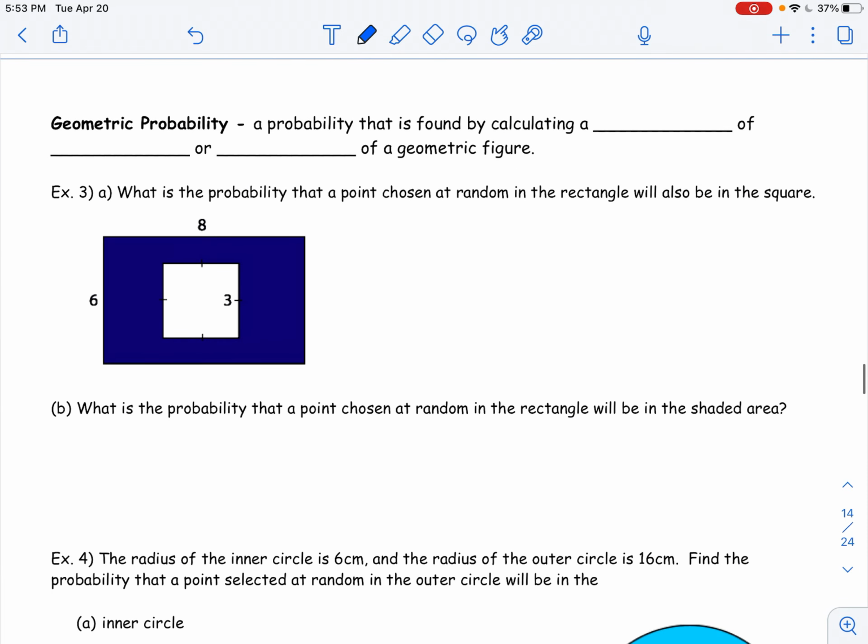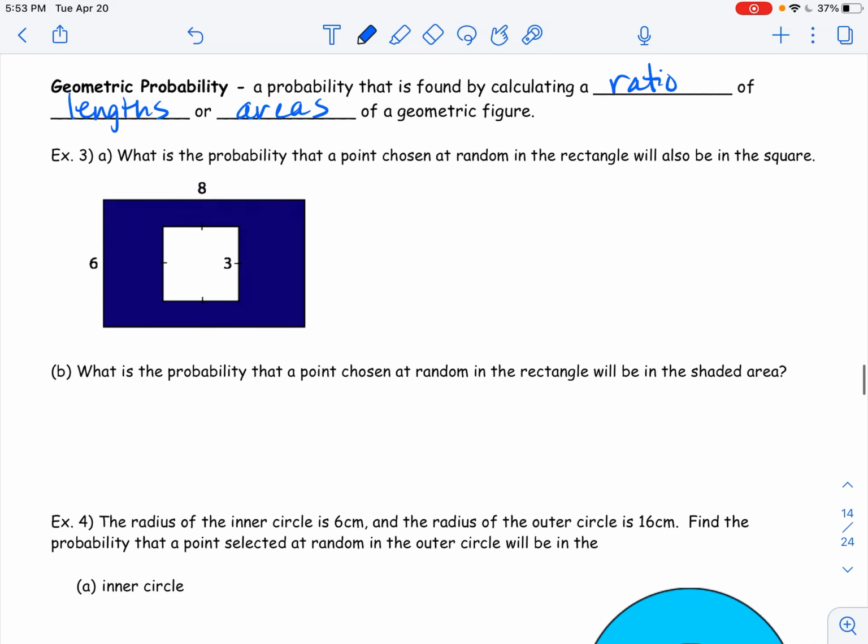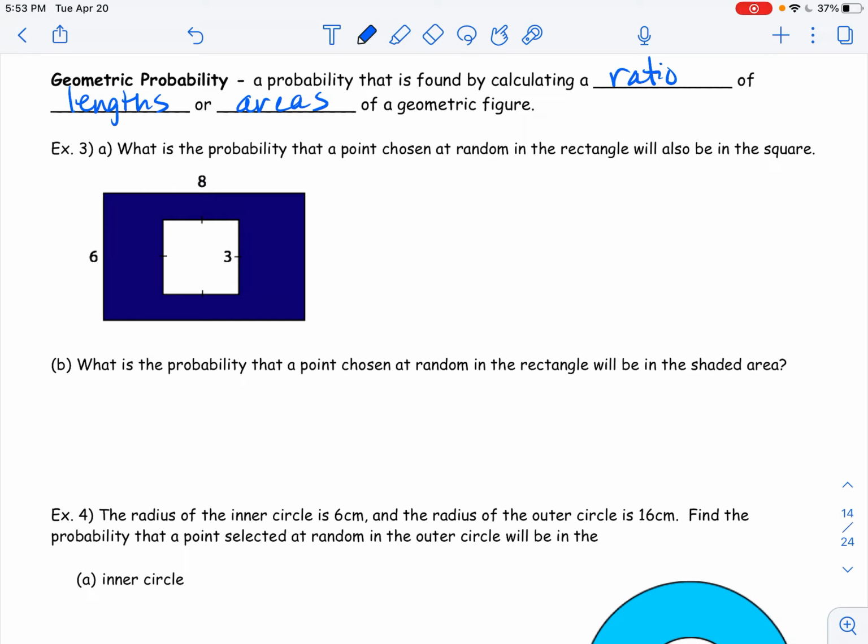Okay, let's take a look at some geometric probability. A probability that is found by calculating a ratio of lengths or areas of geometric figures. Example 3, what is the probability that the point chosen at random in the rectangle will also be in the square? So we want the probability of a point in the square, and this is out of the total.